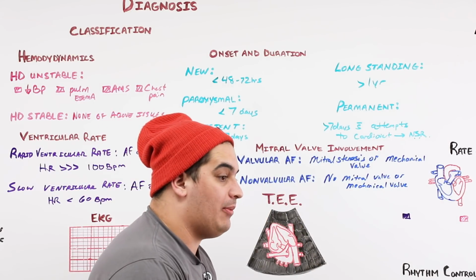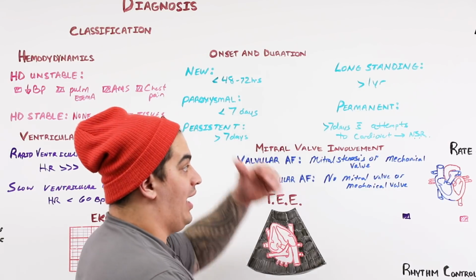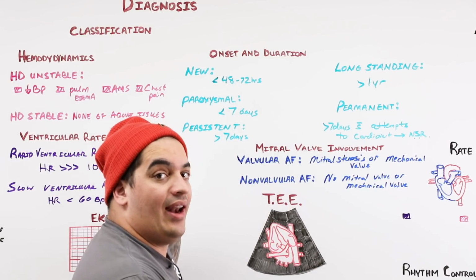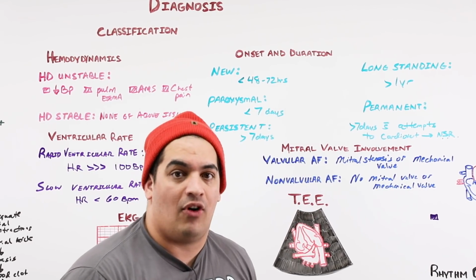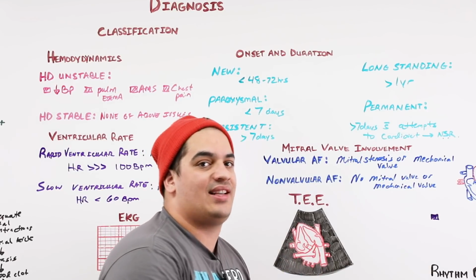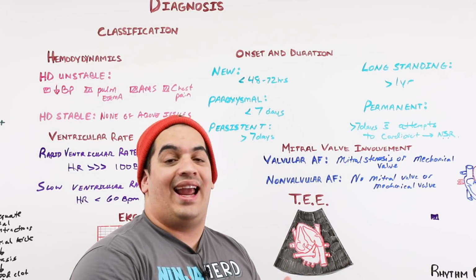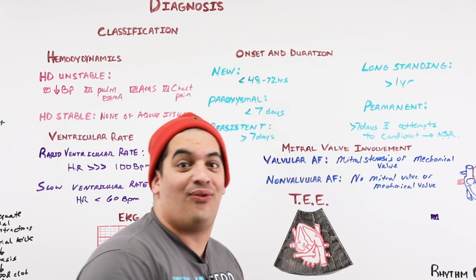So we got how we define them again, and what particular categories. We got hemodynamic stability, we got ventricular rate, we got onset and duration, and mitral valve involvement. Now let's talk about some of the tests that we utilize to diagnose and aid in determining the risk factors or causes for this condition.